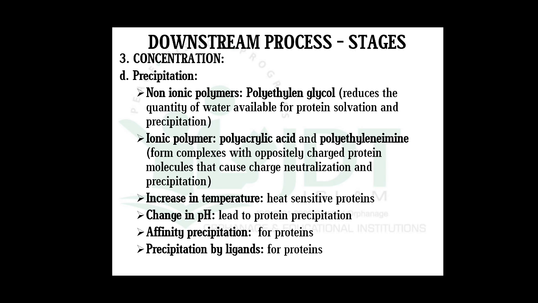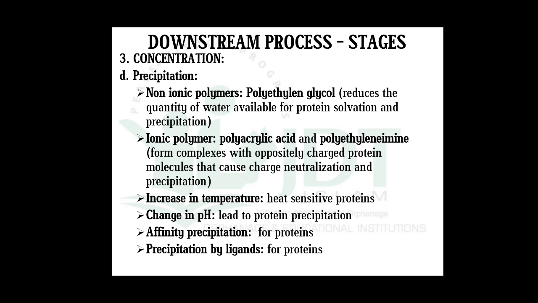Then high molecular weight polymers can be precipitated at different temperature and pH. By using non-ionic polymers like polyethylene glycol, they will reduce the quantity of water available for protein solvation and precipitation will occur. Then by using ionic polymers like polyacrylic acid and polyethylenimine, it will form a complex with oppositely charged protein molecules, and that can cause charge neutralization and precipitation.